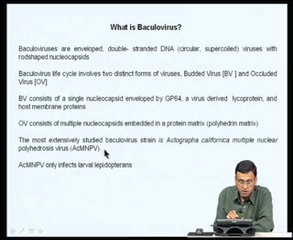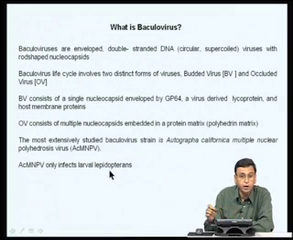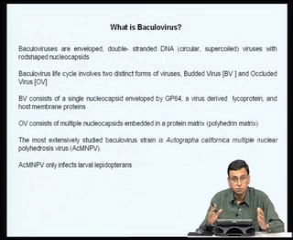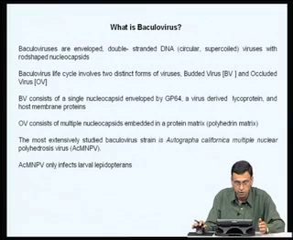The most extensively studied Baculovirus strain is called the Autographa californica multiple nuclear polyhedrosis virus, abbreviated as AcMNPV, and this AcMNPV infects larval lepidopterans. So, these are the basic features of the Baculovirus, based on which an expression system has been developed for making recombinant proteins in insect cells.